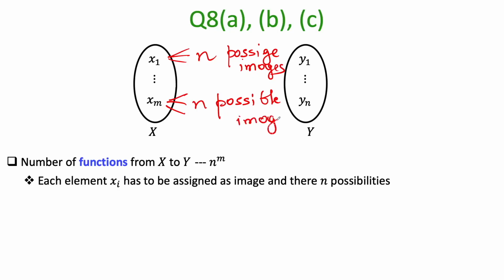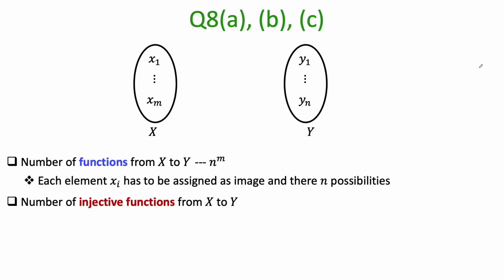And that's why the number of functions is nothing but the number of ways I can pick the images for each element from the x set. That's n into n into n, m times, which is nothing but n power m. Okay.